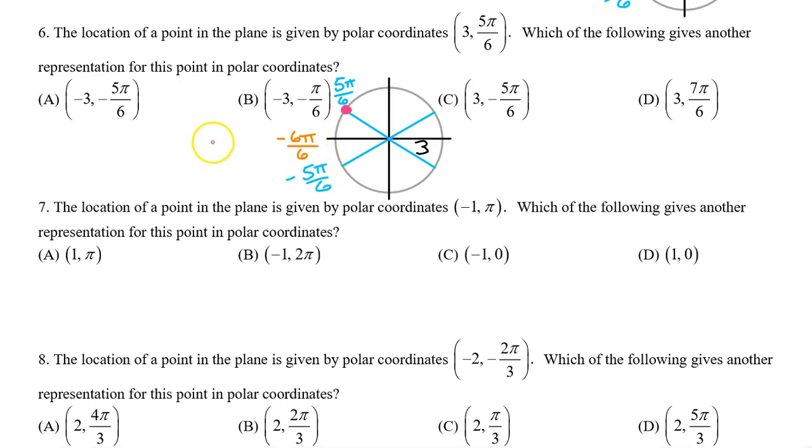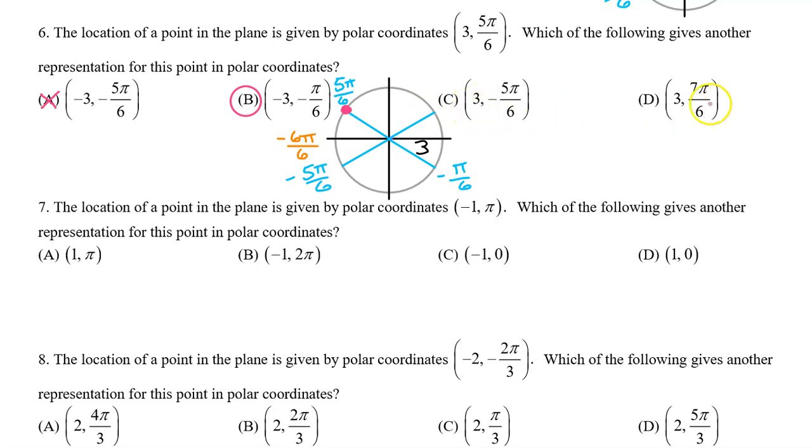However, because of the negative r value, we move in the opposite direction and land right here. Point A does not hit the target. How about point B? We will rotate in the clockwise direction to reach negative pi over 6. So negative pi over 6 is right here. However, because of the negative r value, we move in the opposite direction and hit the target. So the answer is B.